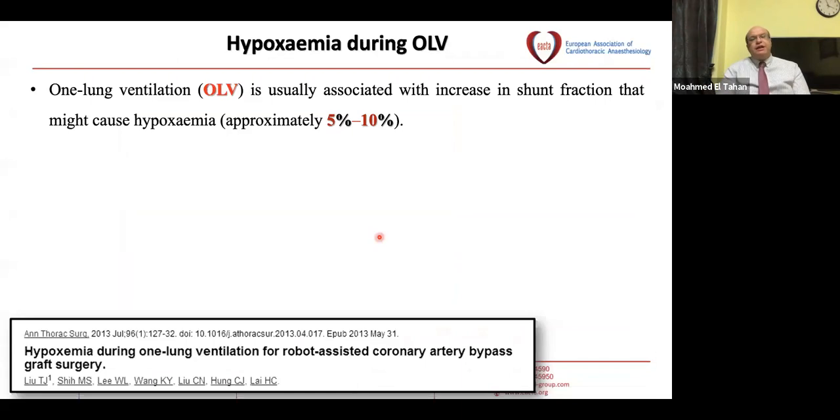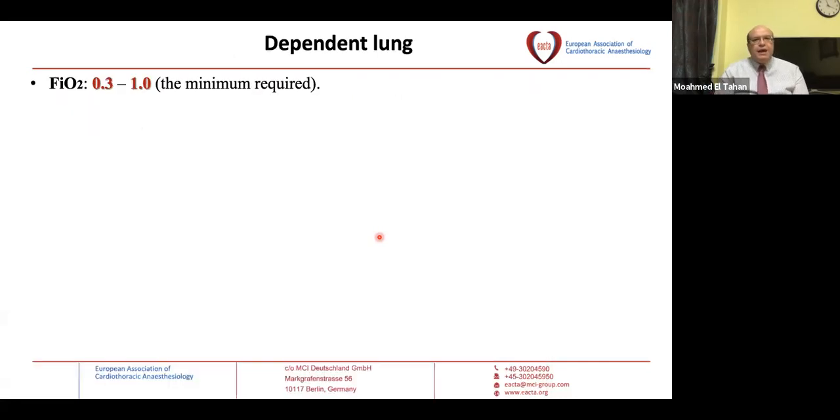One lung ventilation is usually associated with increased incidence of hypoxemia, but it has dramatically decreased over the last 2 decades. It was earlier 5 to 10%. Now you can see it only in 2 to 5% of patients.